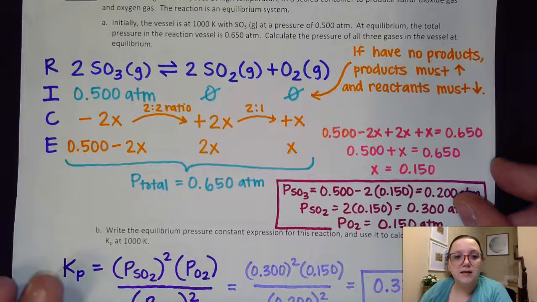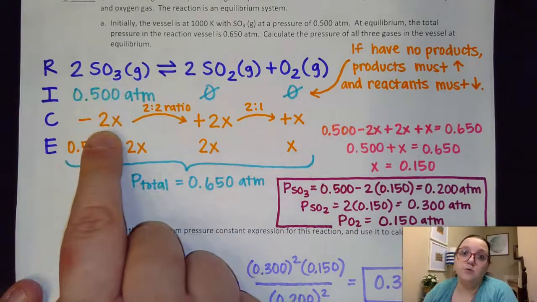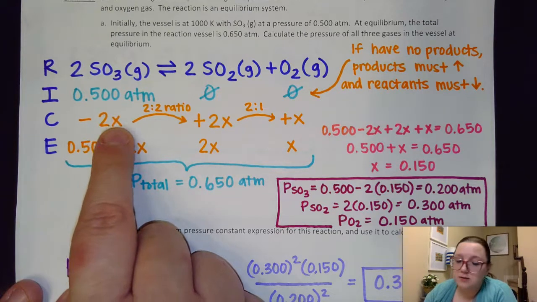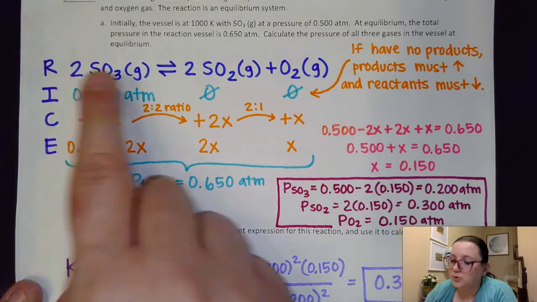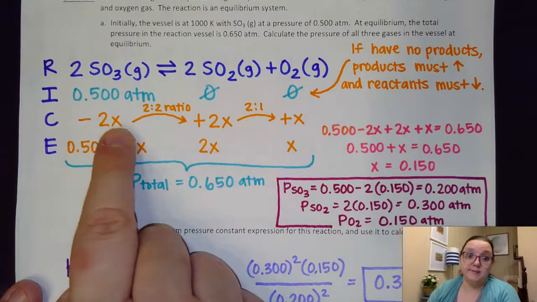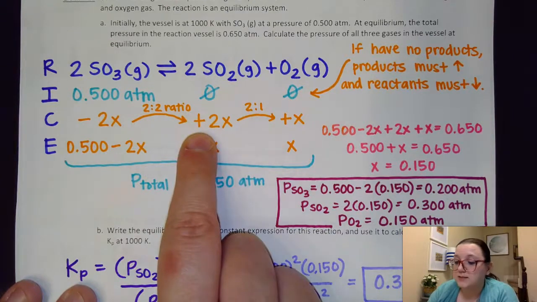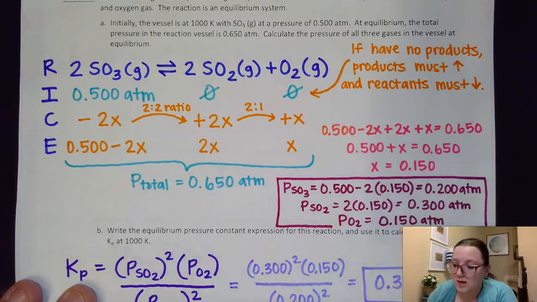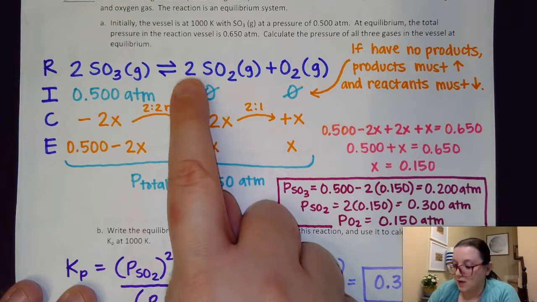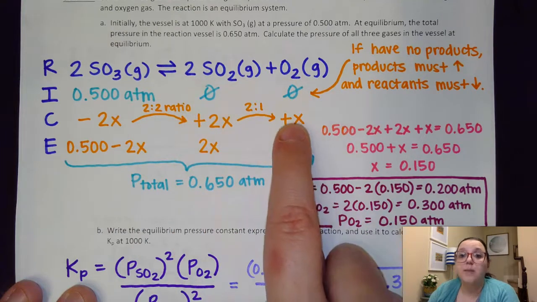So what I said here is that this SO3 is going to have to go down. It's going to go down by some value I don't know, x, but it's going to be in a 2 to 2 to 1 ratio. So I'm going to say it's going to go down by 2x. The SO2 is going to go up because we're going to shift over to the product side, and it's going to do so by 2x because of that coefficient of 2. Whereas O2 is just going to go up by x.